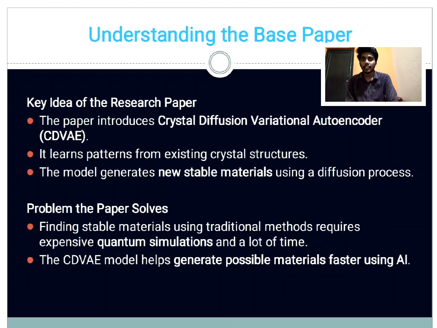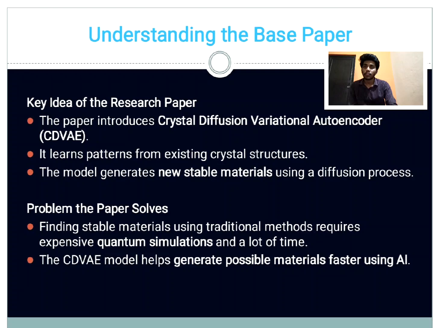Next comes understanding the base paper. Our project is based on a research paper that introduces a model called Crystal Diffusion Variational Autoencoder, or CDVAE. This model learns patterns from existing crystal structures stored in material datasets. After learning these patterns, the model can generate new possible crystal structures. Traditional methods of discovering materials require complex simulation and a lot of time. The CDVAE model helps speed up this process using machine learning techniques.